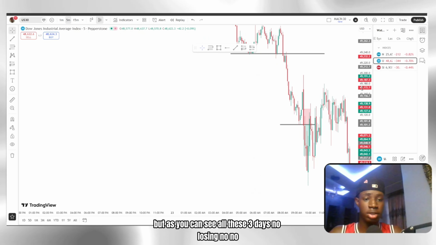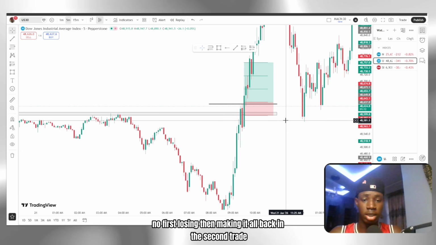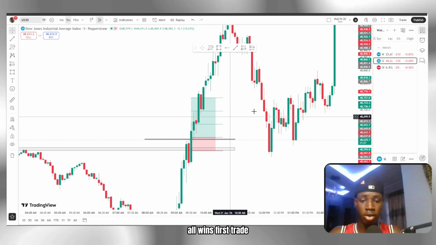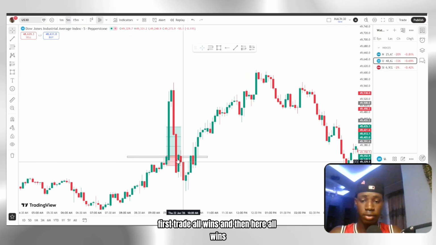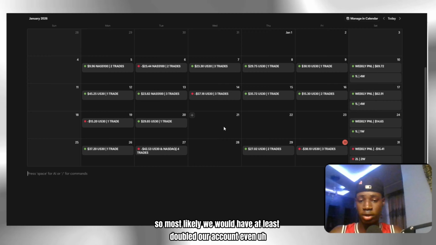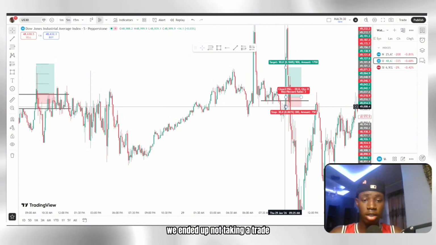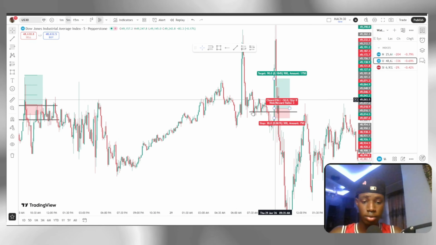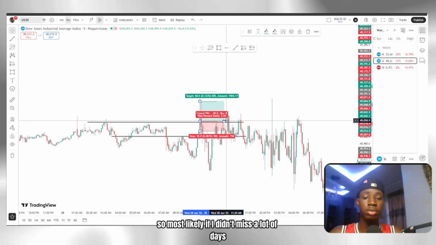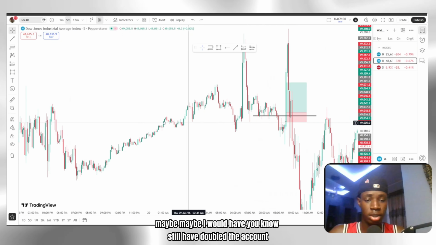But as you can see, all these 3 days, no first losing, then making it up back in the second trade. This is all wins on the first trade. All wins, first trade, all wins, and then here all wins. So most likely we would have at least doubled our account. Even Wednesday that we ended up losing, we ended up not taking a trade, which was right here. We would have had a 1 to 2 reward. So most likely, if I didn't miss a lot of days, I maybe would still have doubled the account.